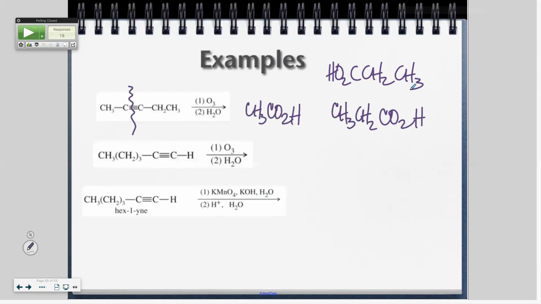Okay, how about this one down here? Let's bust this little guy up. Okay, so what do you get from the left side? You're going to have how many carbons in it? 5. And the 5th carbon is going to be the carboxylic acid. Okay.